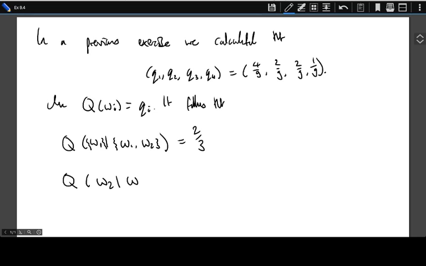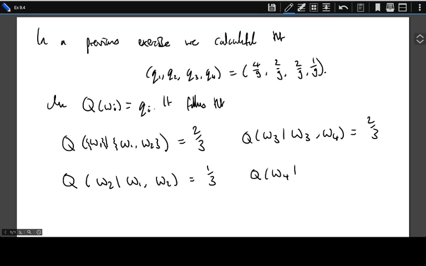Omega 2, given the same event, is 1 over 3. Probability of omega 3, given the event {omega 3, omega 4}, is 2/3. And the probability of omega 4, given the same event, is equal to 1/3.